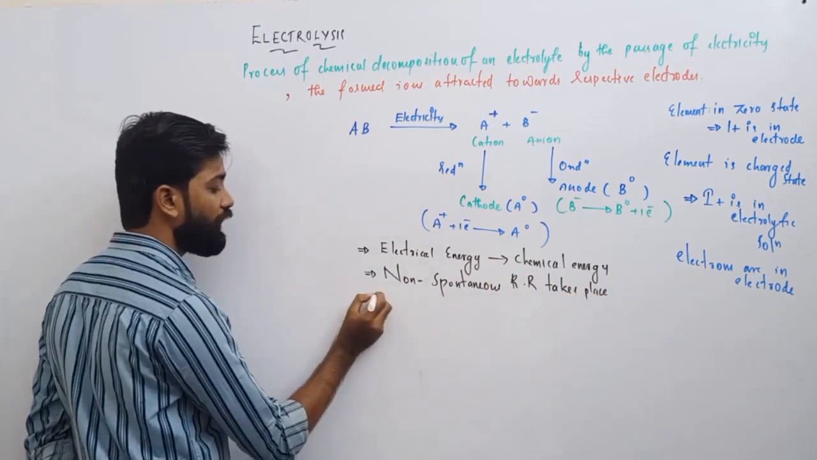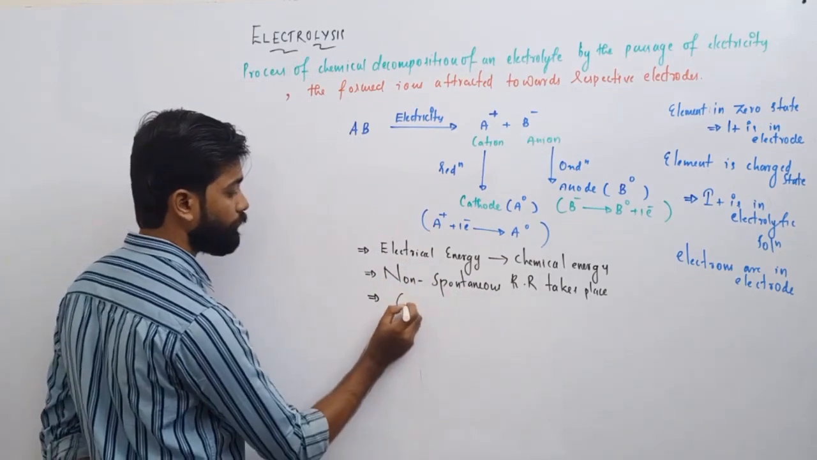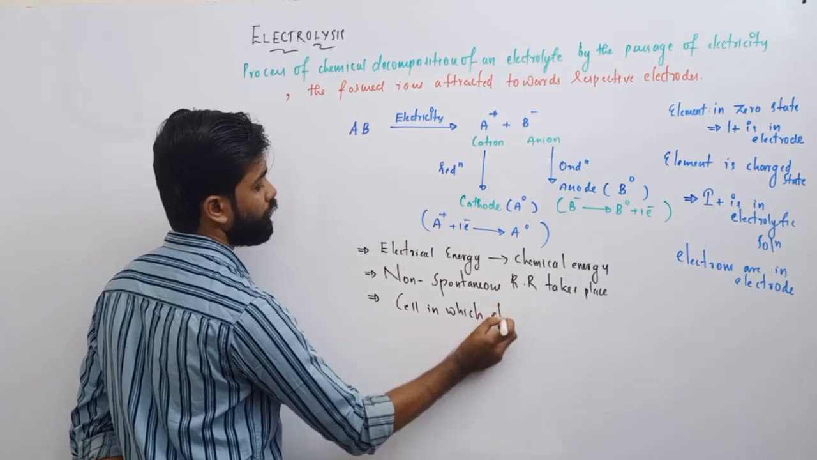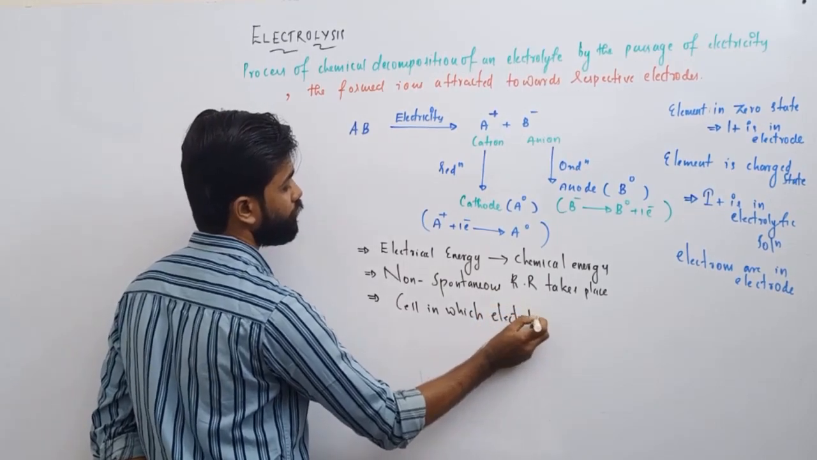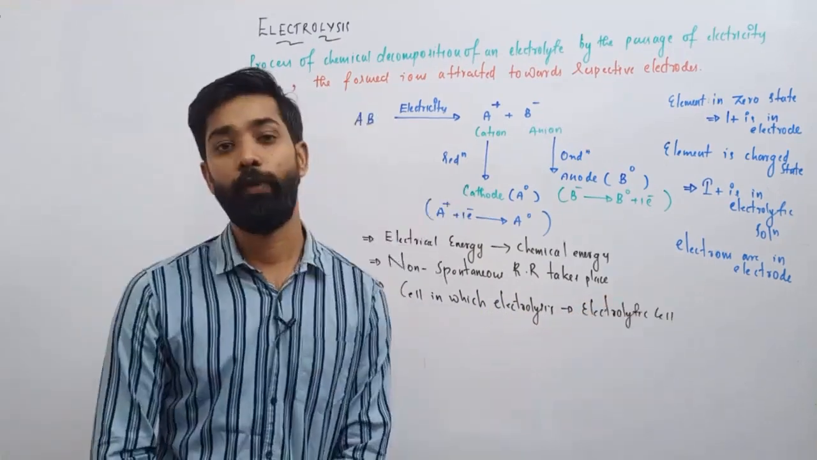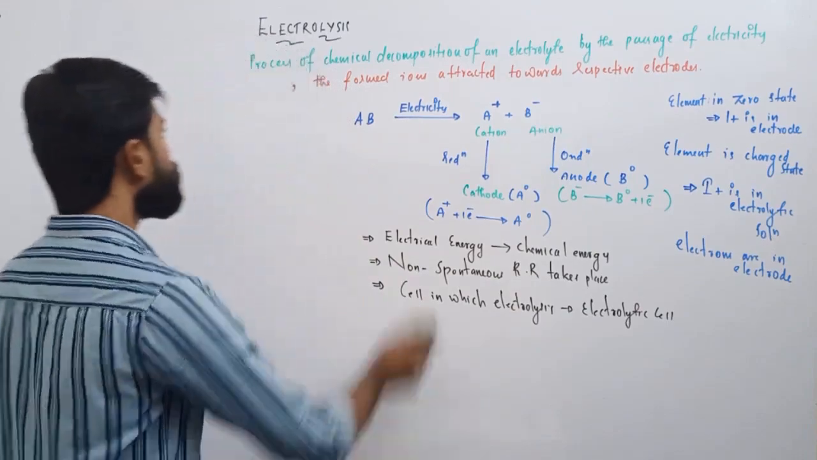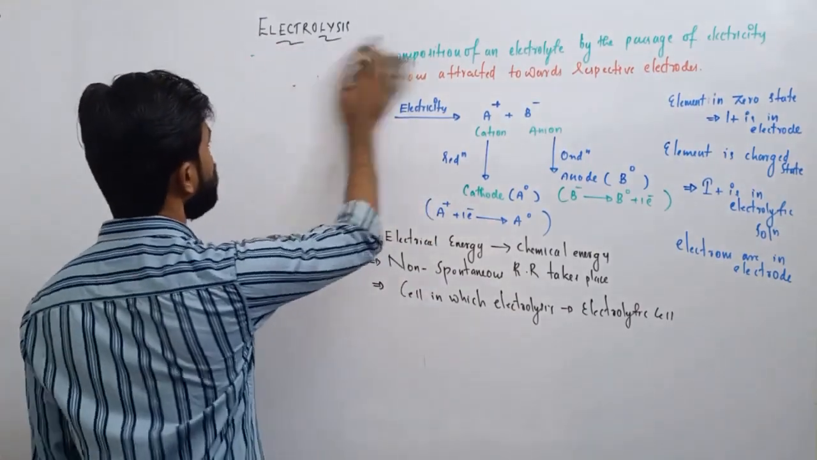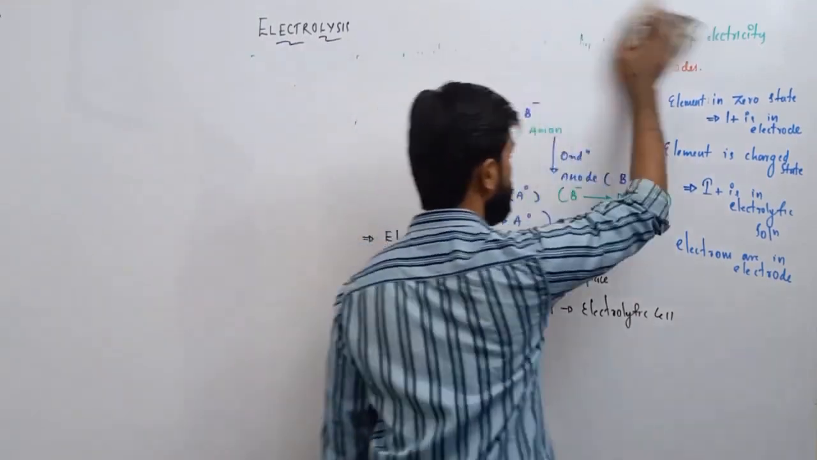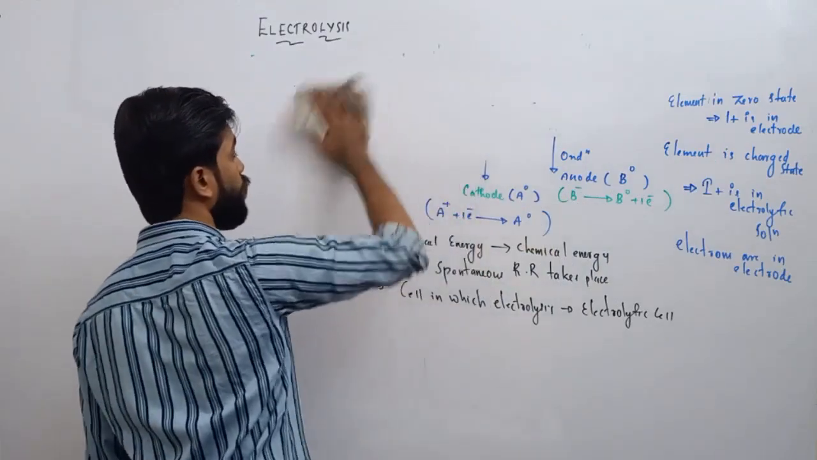The cell in which electrolysis takes place is known as an electrolytic cell. Now, the quantitative aspect of electrolysis and the qualitative aspect of electrolysis. Let me define the quantitative aspect of electrolysis, and it is based on Faraday's law.